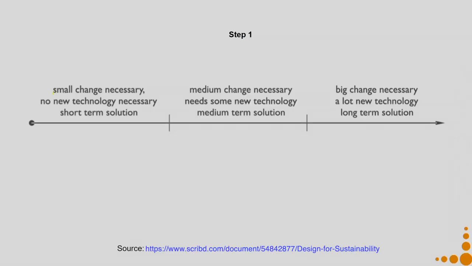So the first check is on the technological aspect. Is it a small change, with no new technology necessary, or a short-term solution? Or is it a medium change, needing some new technology, a medium-term solution? Or is it a big change, needing a lot of new technology, a long-term solution? When we are checking the feasibility, it depends whether it is a small, medium or big change. For a big change, one might need a much longer time to implement it. Also, more resources need to be committed from the promoter's side. So this is my first check.